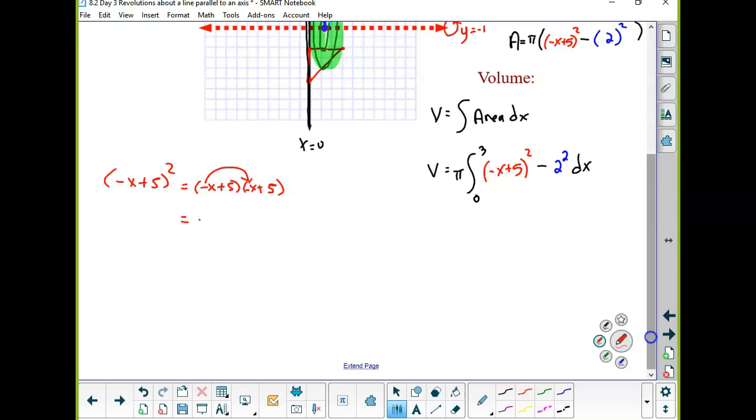But I get x times negative x, which is a negative x squared. And then I get a negative x times 5. And then a 5 times negative x. And a 25. And then you can do that. If you can do all this in your head, you don't need to show any of that work. That's just side work. Right? But that's what this red portion is going to turn into.